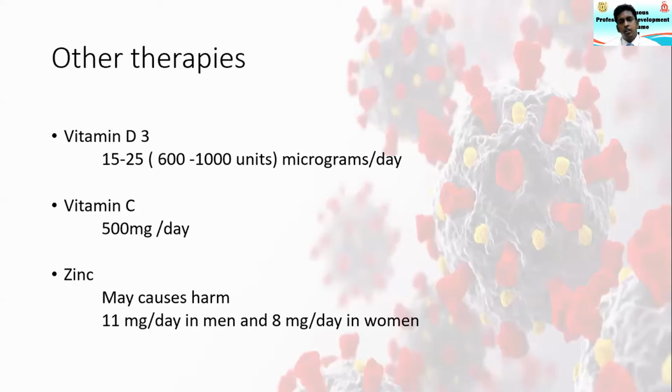Use of zinc should be very cautious in some patients because it can cause many harms like toxicities. In a theoretical setting it shows enhanced immunity, but if you use very high doses, it can cause copper toxicity and copper deficiency as well. The recommended dose is 11 milligrams per day for men and 8 milligrams for women. The usual preparations don't have these strengths.